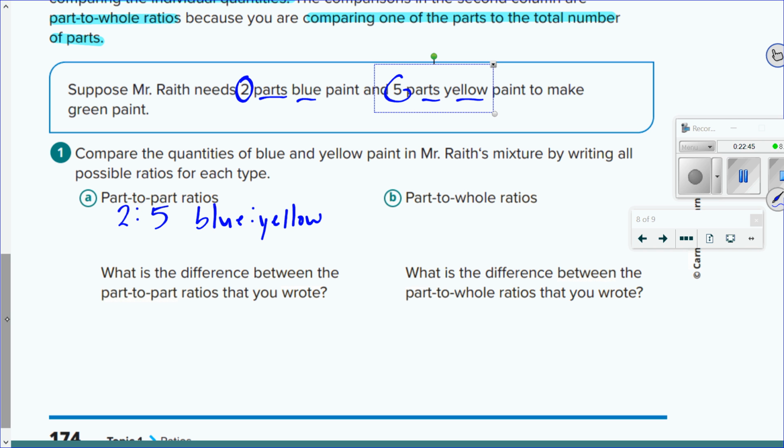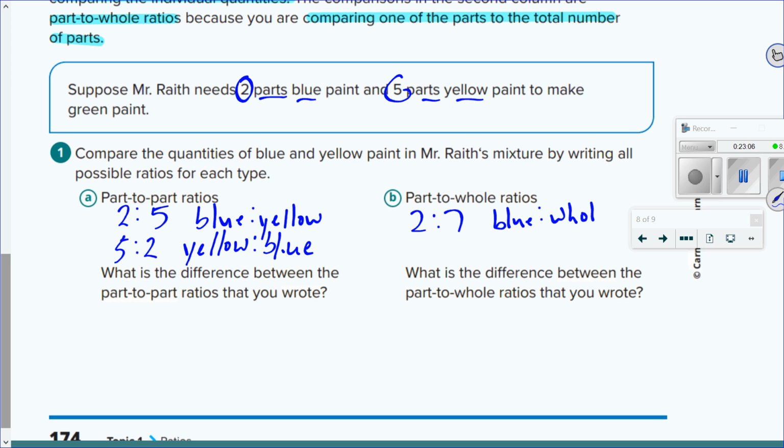I could use another part to part and just reverse the numbers, and I would reverse how I'm writing them. Yellow to blue. That was easy. Okay? Or I could do part to wholes, right? I could say 2 to 7, and that would be blue to whole. I could say 5 to 7, that would be yellow to whole.